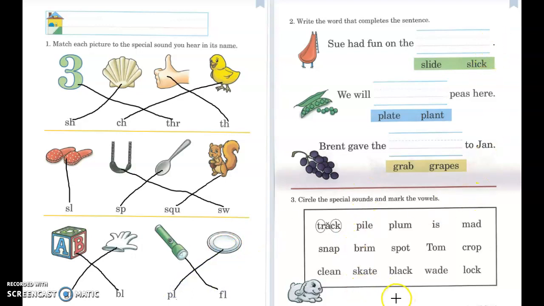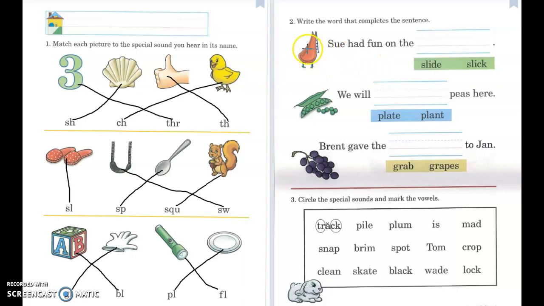All right, going to page 182. Let's look at the top of 182. It says, write the word that completes the sentence. So they've given us a picture and a sentence, and then a little box beneath it with two different words, and I have to pick which word finishes the sentence best. So, Sue had fun on the, well, what's she having fun on? She's having fun on a slide.